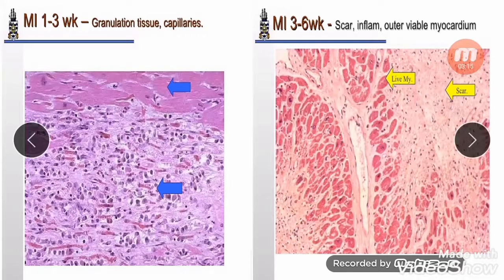The right slide will show the MI after 3 to 6 weeks. We will see an intermediate myocardial infarction involving a papillary muscle with decreasing cellularity and more prominence of collagen. But there are remnants of normal myocardial fibers, and cardiac biomarkers are not positive at this stage, and myocardial rupture is unlikely.